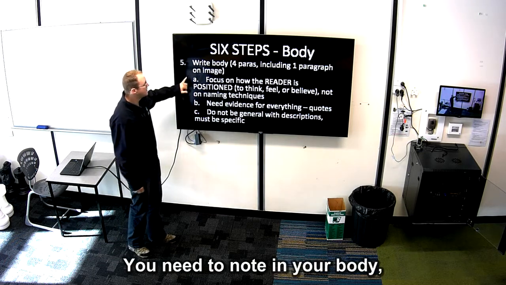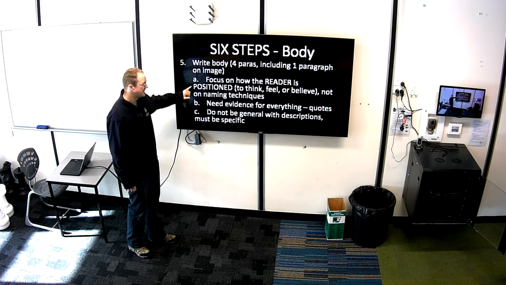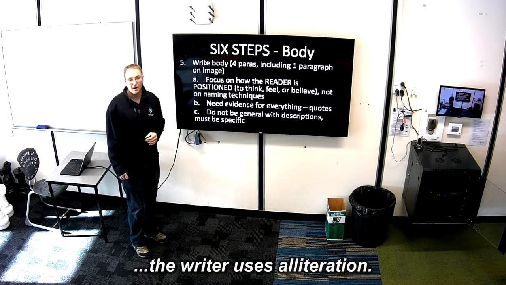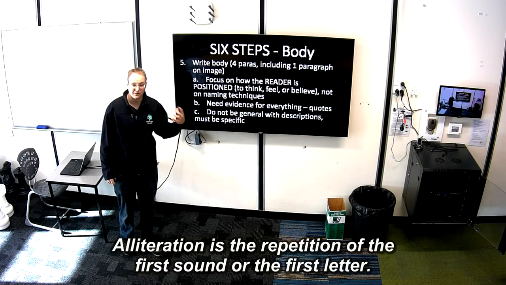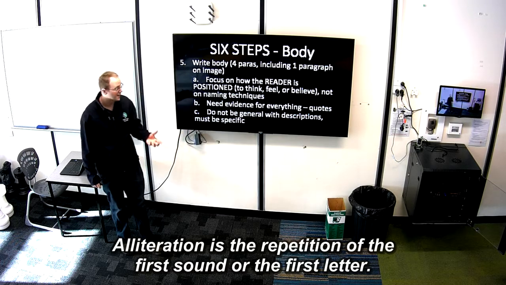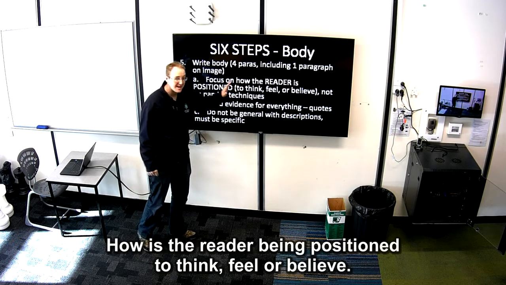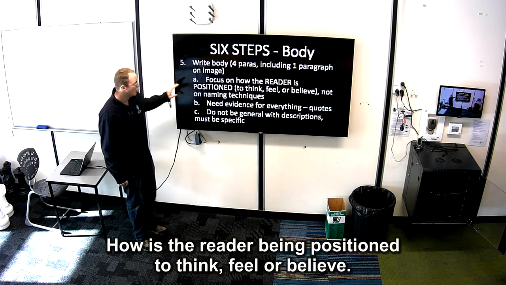You need to note in your body, you are focusing on how the reader is positioned. You're not just listing techniques and saying the writer uses alliteration. Alliteration is the repetition of the first sound or the first letter. You're not making a list. You want to focus always: how is the reader being positioned to think, feel, or believe?